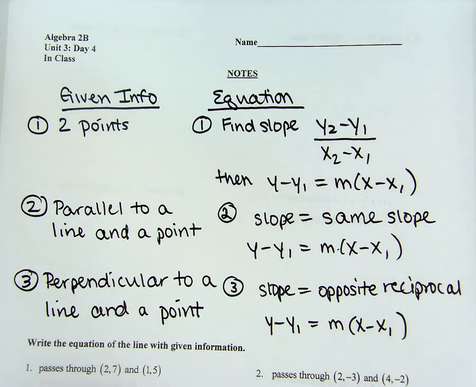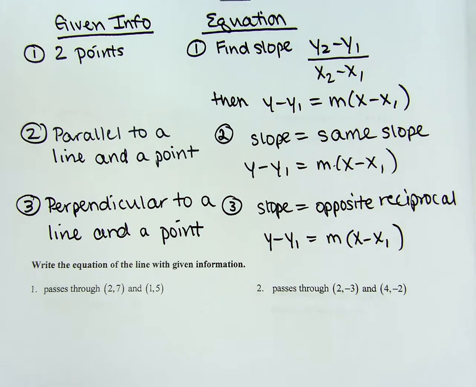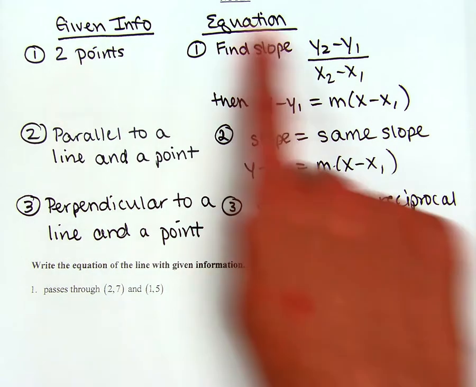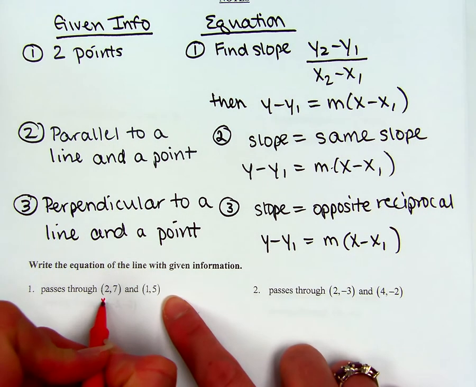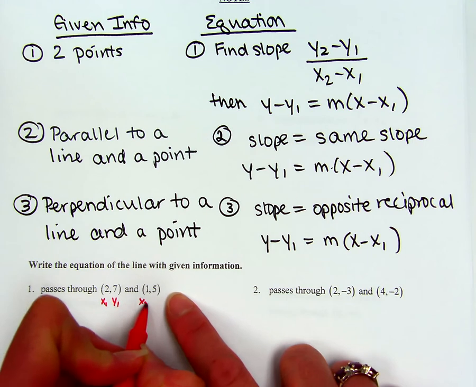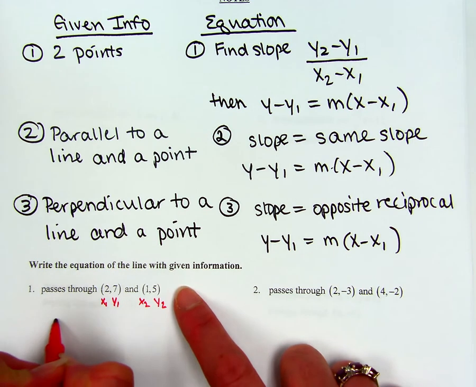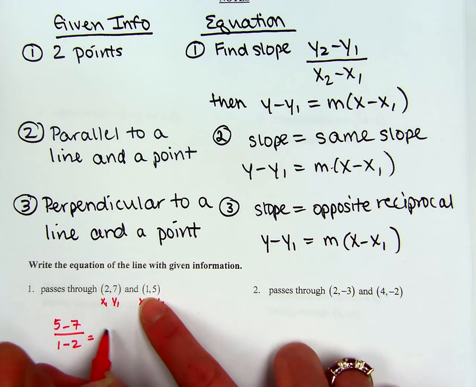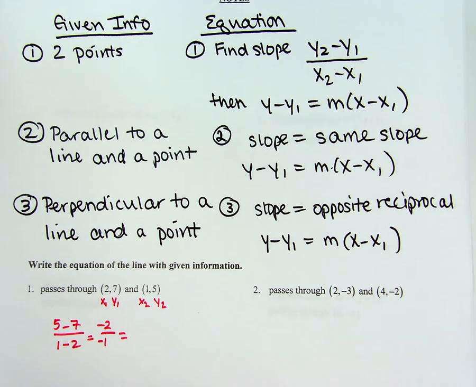If you need to pause the video, you could do that, but we're going to move on to problem number 1. So notice it tells you that it passes through the points (2, 7) and (1, 5), but they don't give you the slope. So since they give you 2 points, you need to use the slope equation. So if you want to label x1, y1, x2, y2, then we're going to find the slope. It's 5 minus 7 over 1 minus 2.